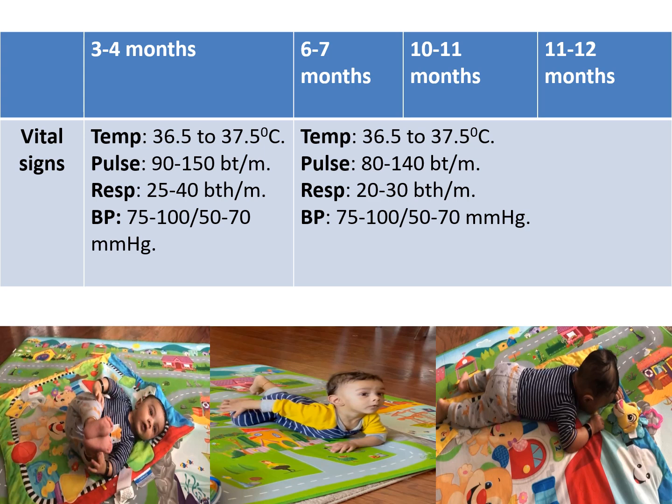The respiration is 25 to 40 breaths per minute in 3 to 4 months. Later on it gets reduced to 20 to 30 breaths per minute. The BP is same in this 1 year age group, that is systolic 75 to 100 and diastolic 50 to 70 mm of Hg. Moving on.